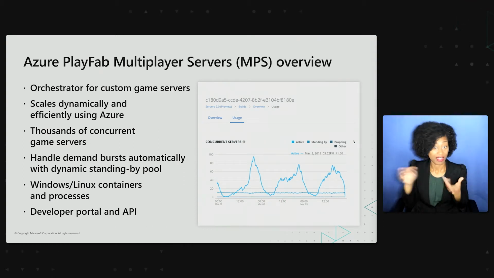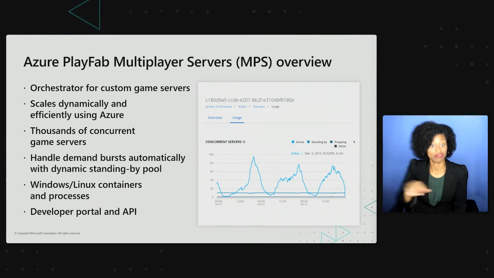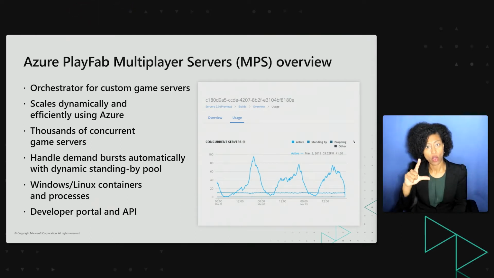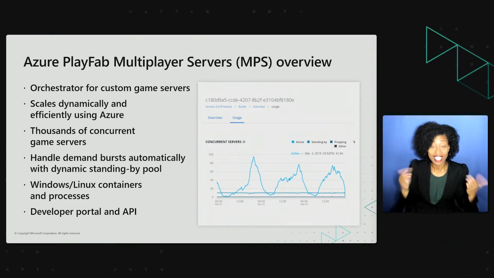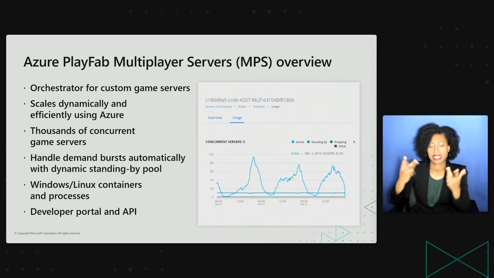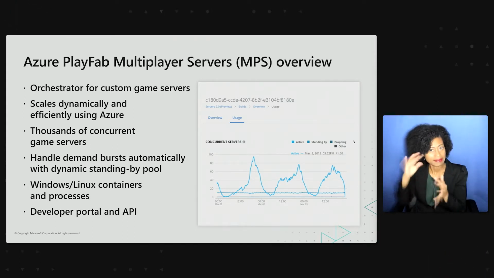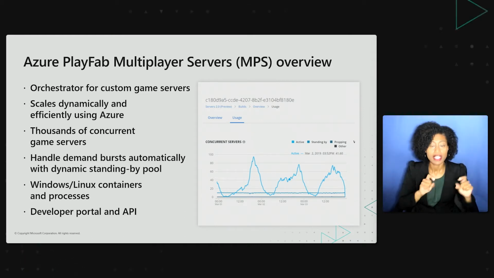MPS is a custom orchestrator for game servers. It can scale efficiently using Azure. You can go to a web portal and create a build in all the regions we support. The good thing about it is that it supports auto-scaling natively, by design. So once you create a build in a region, you tell it, I want X number of standing by servers, and MPS will do everything in its power to bring up as many standing by servers as possible.